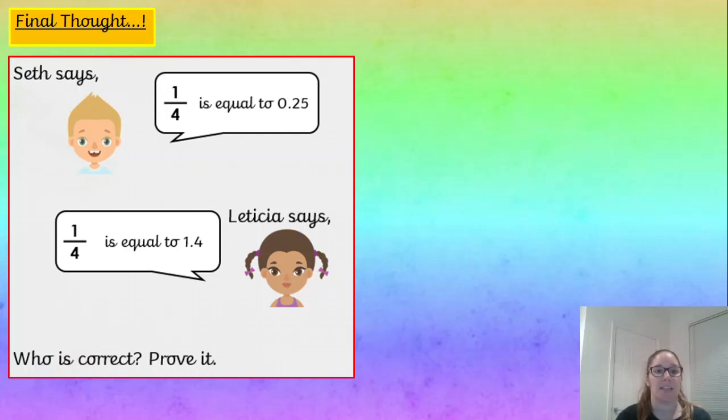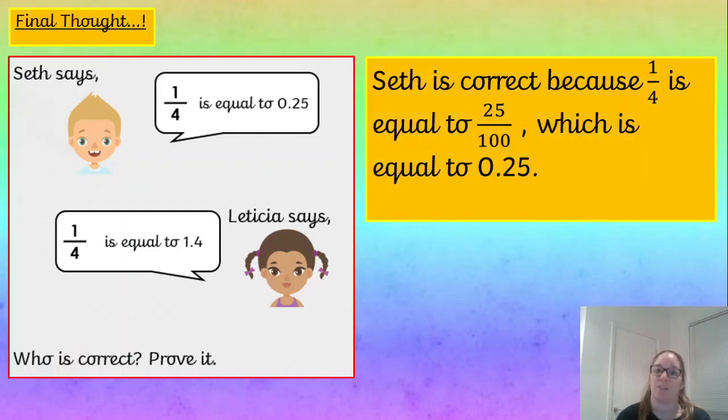Okay, so Seth says 1/4 is equal to 0.25. Letitia says 1/4 is equal to 1.4. Now we know Seth is correct because 1/4 is equal to 25/100ths, which is also equal to 0.25. Letitia down here says 1/4 is equal to 1.4. Now 1/4 isn't one whole, okay? It's less than a whole, and 1.4 is 1 whole and 4/10ths. So Letitia hasn't quite understood how fractions and decimals work today. Hopefully you have.